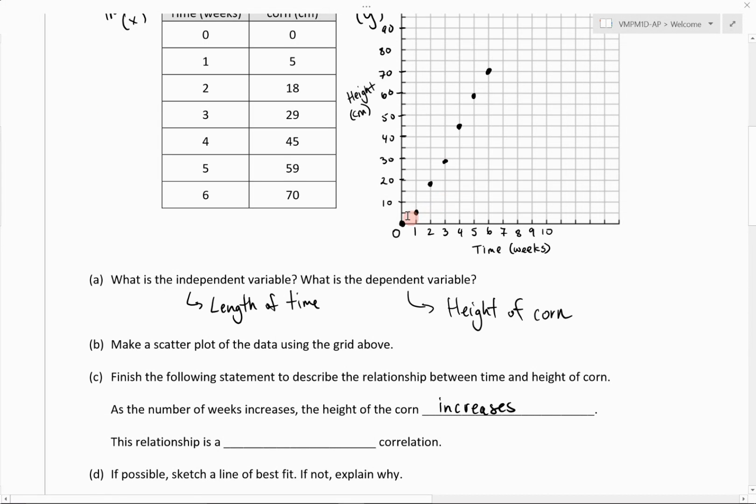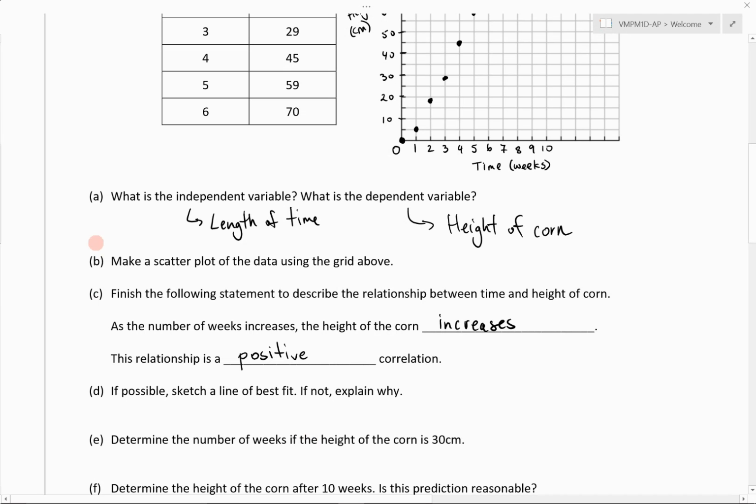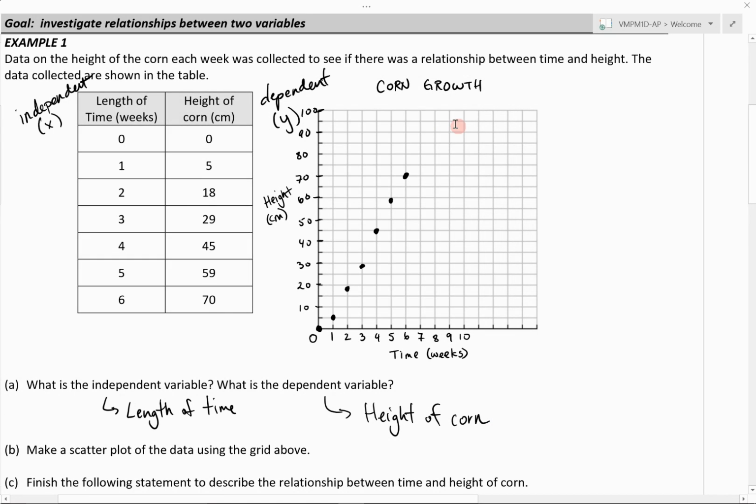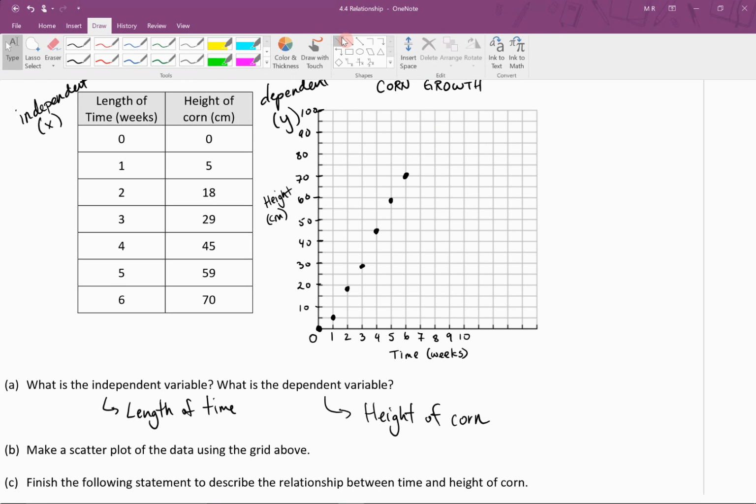So as time increases, height also increases. This is a relationship that is a positive correlation. If possible, sketch the line of best fit. And that's what we're going to try and do now. So let's try and make a line of best fit, a mathematical model for this data. So let's create a line.